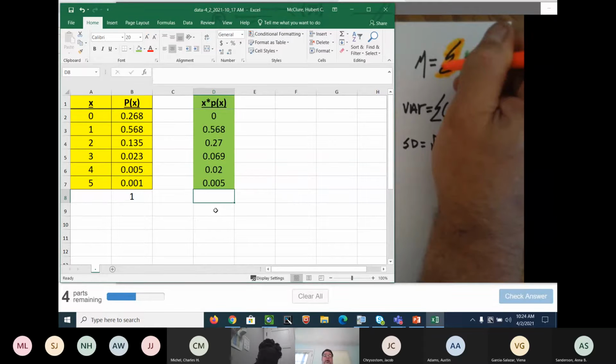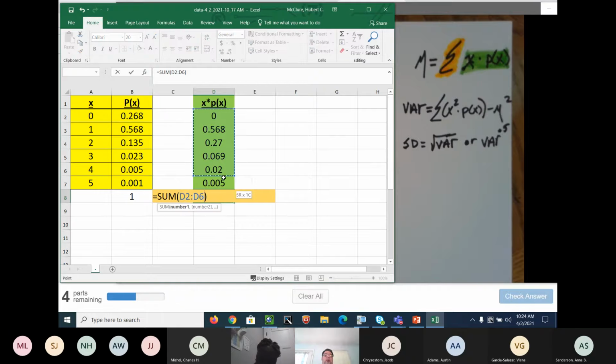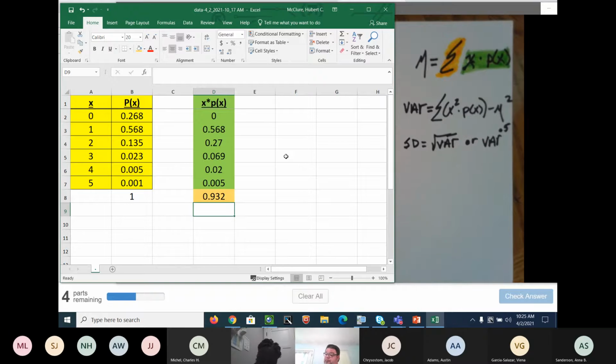So I'm going to do that right here, and I'm going to highlight that orange. I guess that's orange. And enter. There's my mean. So my mean is equal to 0.932. I'm writing all this down so I'll have it on my paper.